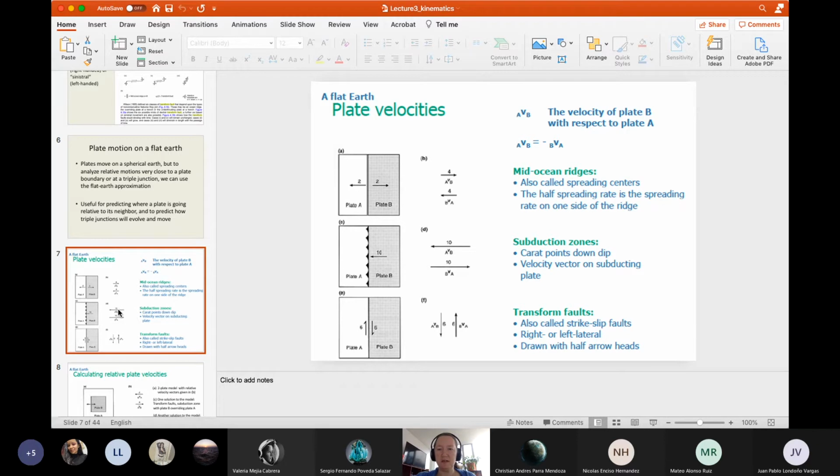Okay, so here's the convention. I can do A, V, B. The one on the right tells me which plate I care about moving, and the one on the left is the one that's fixed. Okay, so look at the first example. I have plate A and I have plate B. They're both moving away from a ridge, so that's my velocity of each plate with respect to the ridge. But maybe what I care about is plate B having a velocity with respect to plate A. So what's going to happen? Plate B is moving that way with 4 centimeters a year compared to plate A, or I can say plate A is moving 4 that way compared to plate B. So this is just the convention.